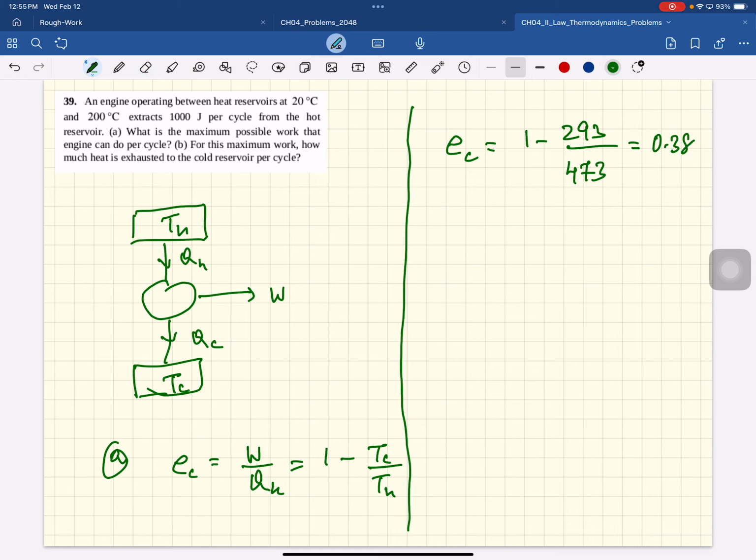EC equals W by QH, and so W is EC times QH. So this is the maximum work you could get out of this heat engine, and that's 0.38 thousand joules per cycle.